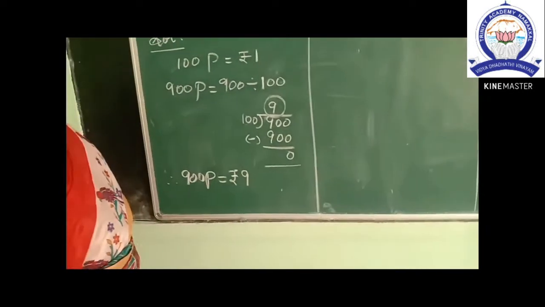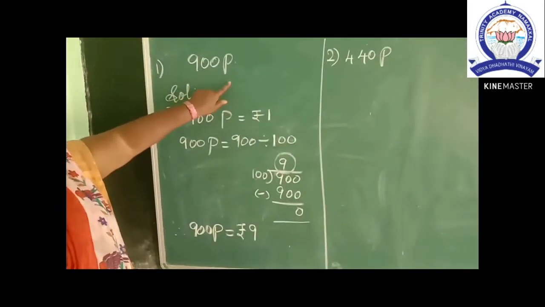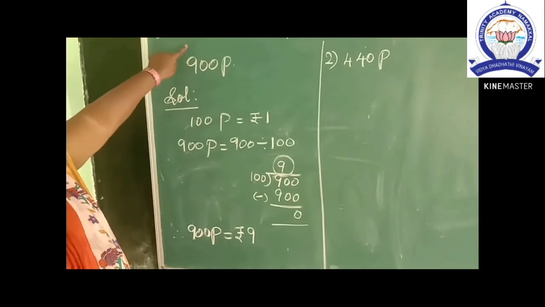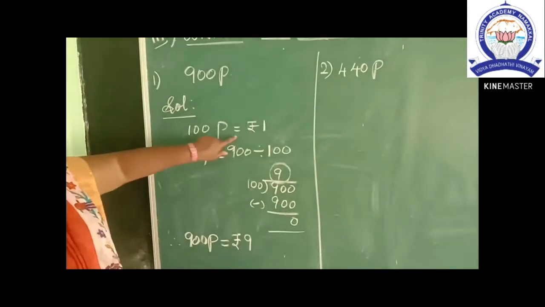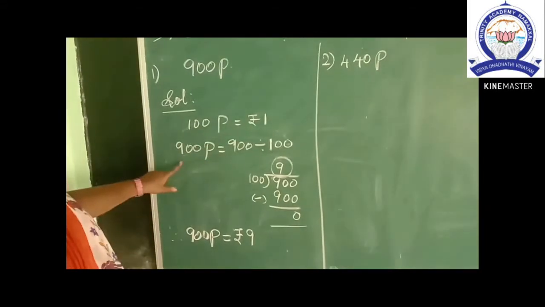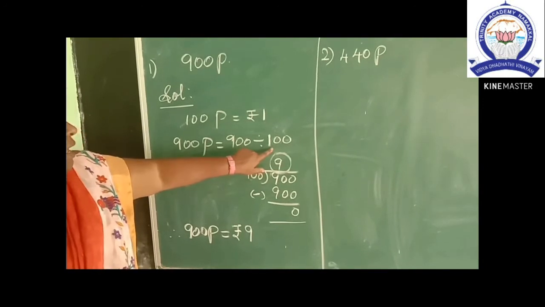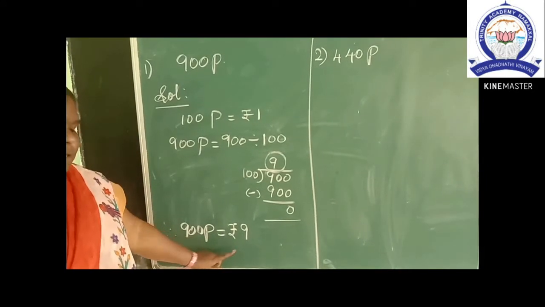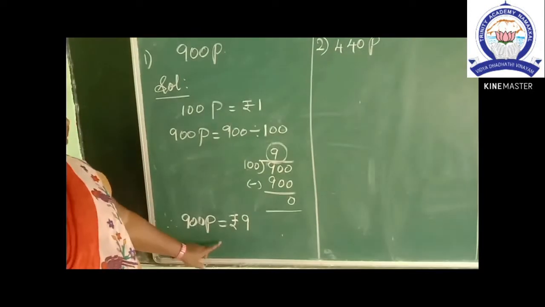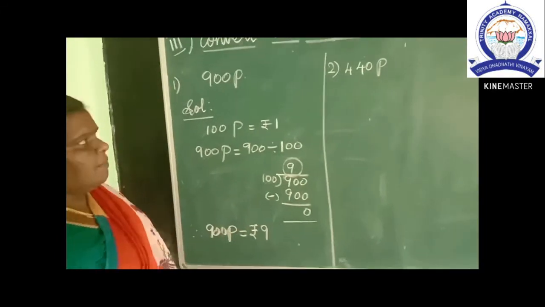Is it clear, children? I say again, children. The given sum is 900 paise. You convert into rupees. First you write 100 paise equal to 1 rupee. 900 paise equal to 900 divided by 100. 9 into 100, 900. So we get the answer is 9. 900 paise equal to 9 rupees. Is it clear, children? See the next sum.